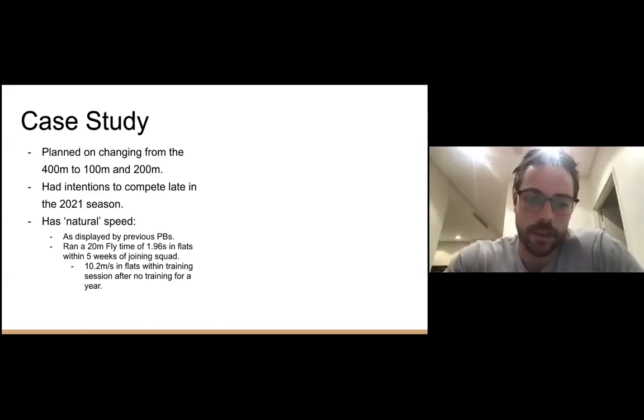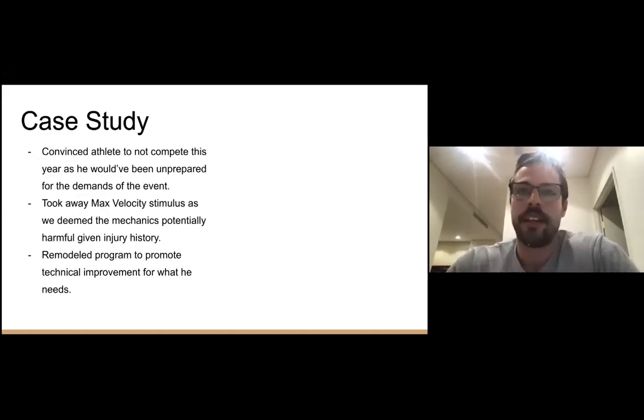And so he had natural speed as well. Like he's obviously quick. He's run 10.7, 21.3 into massive headwinds. And within the first 5 weeks, he ran a 60 meter and he ran like a 1.96 in flats, using a free lap timing gate over 20 meters. And he's done that off no training. But we saw this running at high velocities, and we thought that we really actually had to make an intervention.